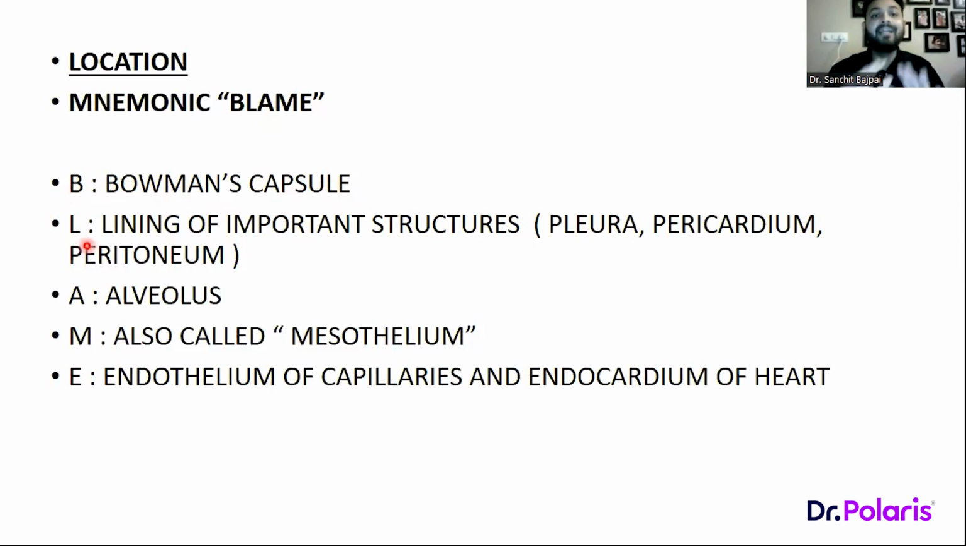L means lining of important structures. I already told you, simple squamous epithelium are the liners of something very important. You already saw B for Bowman's capsule, inside the kidney. The second is the lining of important structures. If they are lining the lung, they are called pleura. If they are lining the heart, they are called pericardium. If they are lining the abdomen, they are called peritoneum. They are all lining very important organs inside the body, which is why they are the protective barriers.